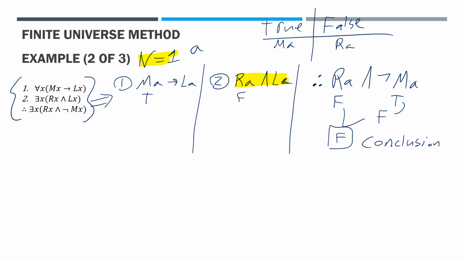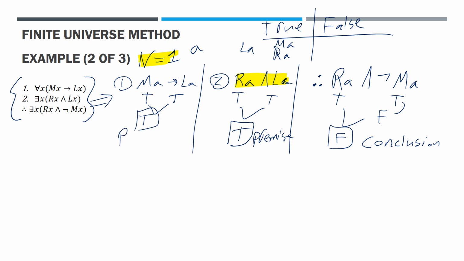So how about we make RA true instead. If we look at our conclusion, we have true and false. That's still false, so we're good there. So RA is true, and we'll say LA is true. So we have a true premise here, and a true premise here. Hence, we can see the argument is invalid.